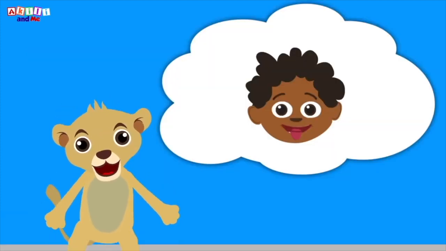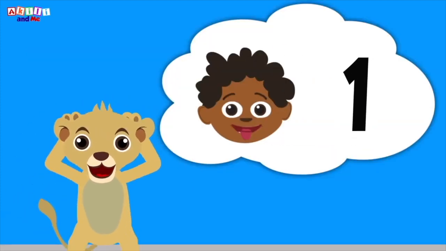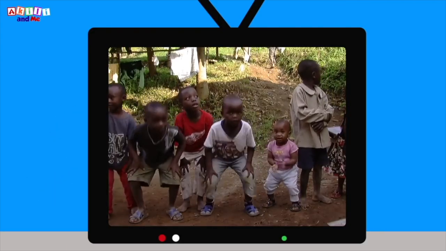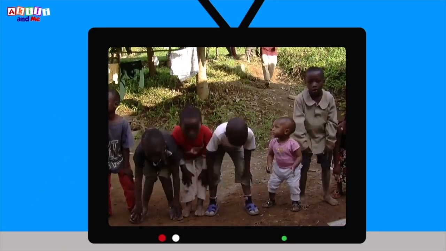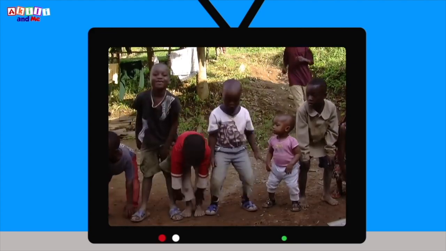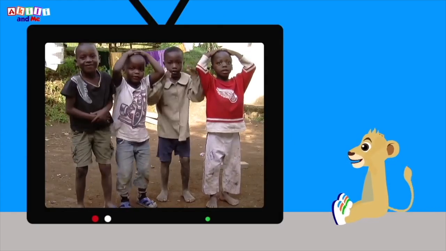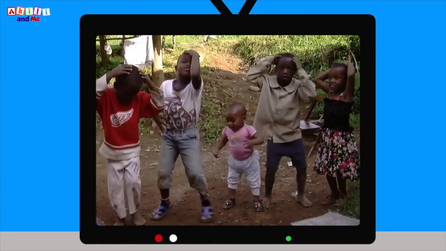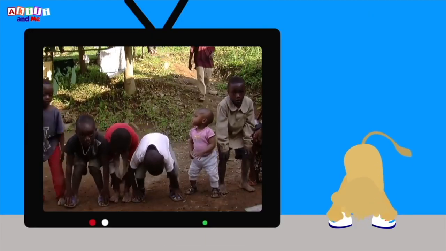When I say touch your head, touch your head. One. When I say touch your arms, touch your arms. Two. When I say touch your legs, touch your legs. Two. When I say touch your toes, touch your toes. Touch your head, touch your toes, touch your toes. Touch your head, touch your toes, touch your toes.